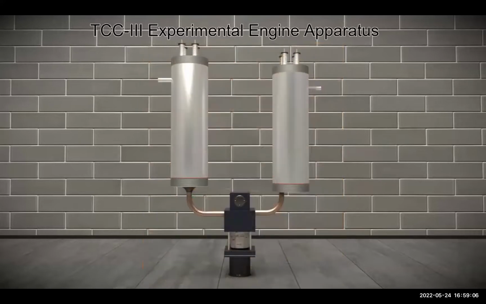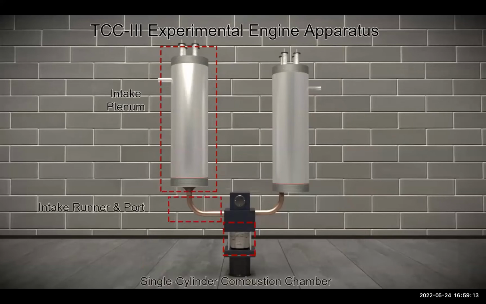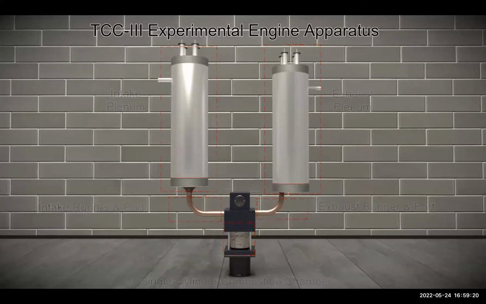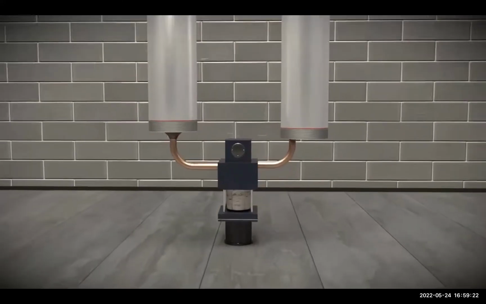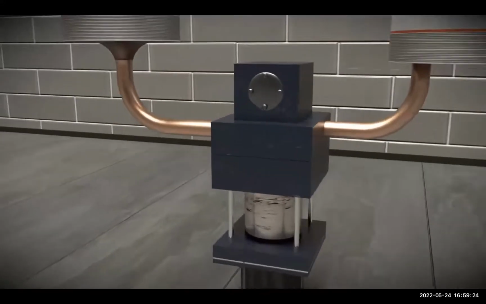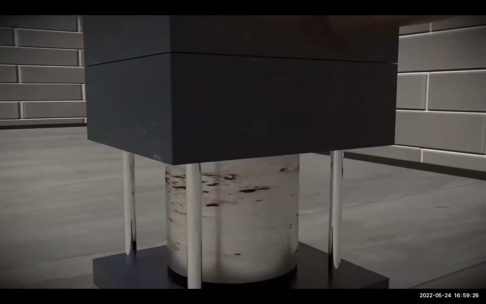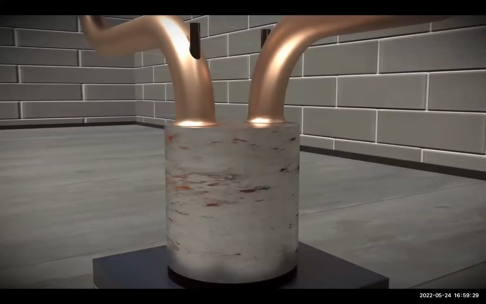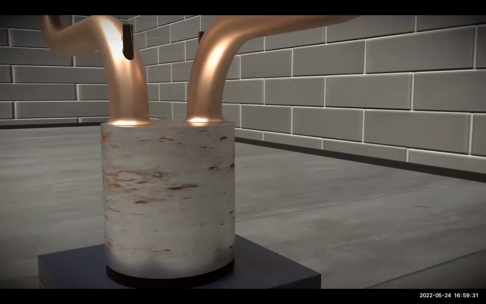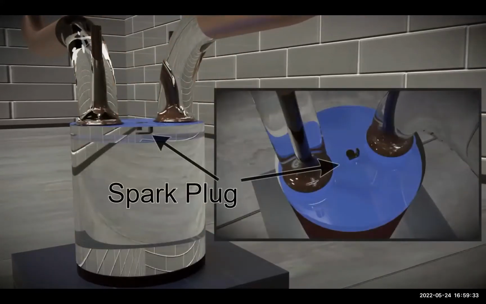The TCC3 engine apparatus consists of the intake plenum, the intake runner and port, a single-cylinder combustion chamber, the exhaust runner and port, and finally, the exhaust plenum. Simulation focuses on the combustion chamber and provides unprecedented detail of the turbulent flow during the engine cycle, which cannot otherwise be seen using experimental techniques. Simulation does not include ignition from the spark plug. Flow around this region is a critical component to understand the turbulent behavior in these types of engines.